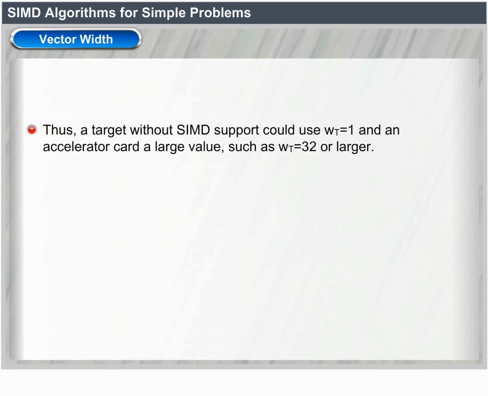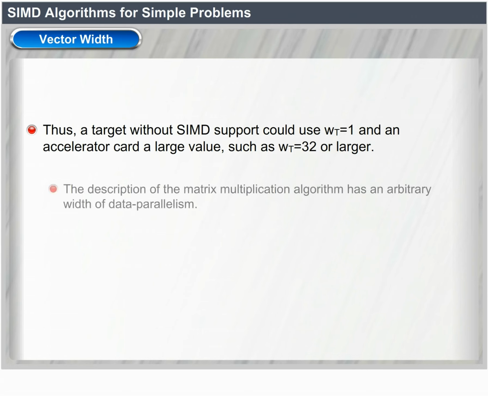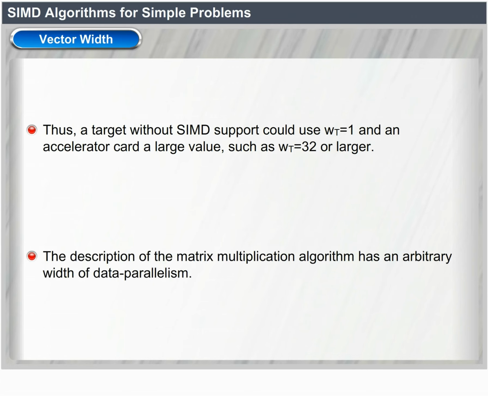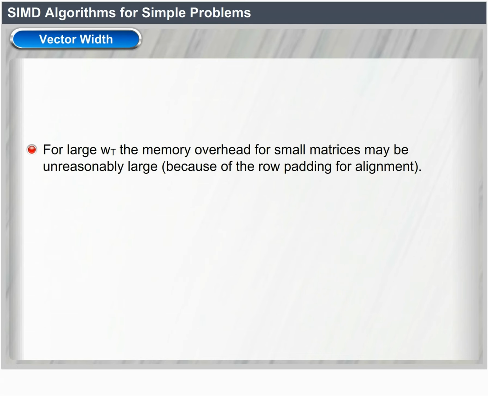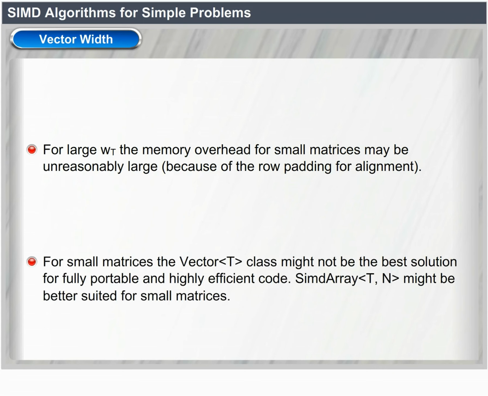The description of the matrix multiplication algorithm has an arbitrary width of data parallelism. For large WT, the memory overhead for small matrices may be unreasonably large because of the row padding for alignment. For small matrices, the Vector<T> class might not be the best solution for fully portable and highly efficient code. SIMD_array<T, n> might be better suited for small matrices.